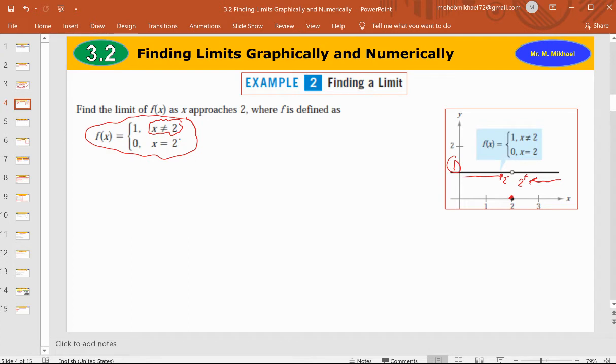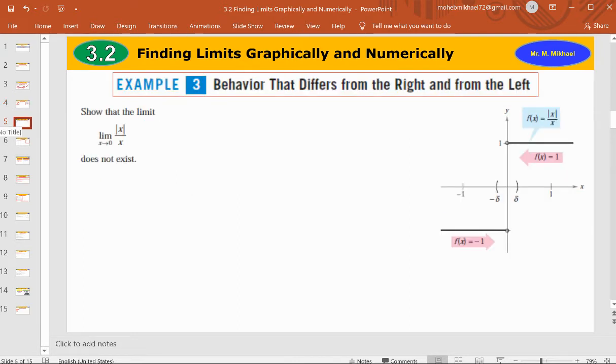So in conclusion, I can conclude the following. I can write the limit, lim, abbreviation of the limit, of this function f of x as x approaches 2 is always equal to 1. So now from the graph, I managed to find the limit of this function. The limit of f of x when x approaches 2 is equal to 1.